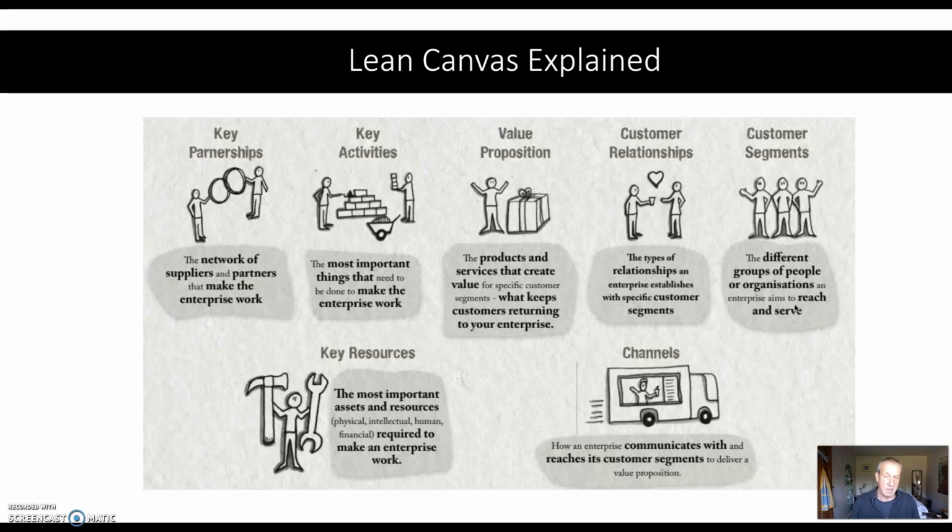So a lean canvas has key partnerships, key activities, the value proposition, which we've just talked about. What kind of relationships do you want with your customers? Who are the people that you're trying to reach? It might be quite a niche market, or it might be a wide market, but you've got to think about how do I reach each of those different segments? What channels? How do I communicate with them? Is it Instagram? Is it newspapers? Is it leaflets in a pub?